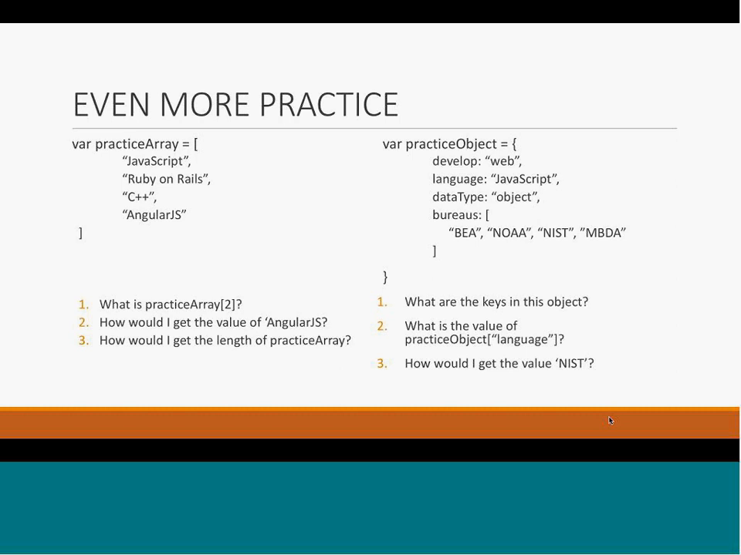This object, what are the keys in this object? Remember in pairs, you have the key, colon, value. Exactly. Developer, language, data type, and so on. What are the values of practice object key of language? Exactly. And how do you get to the value of NIST?